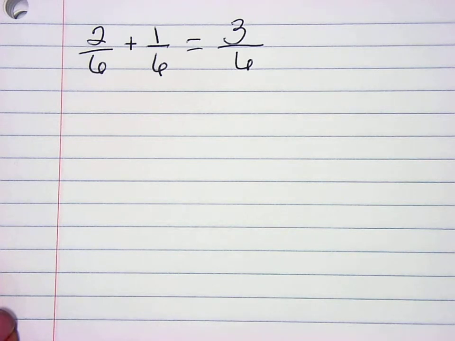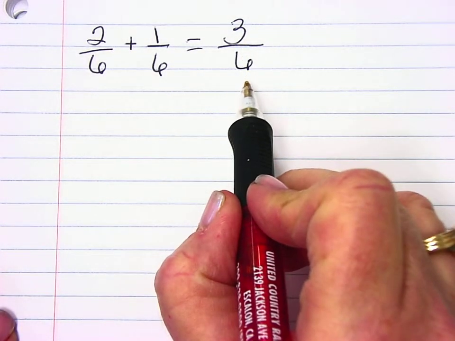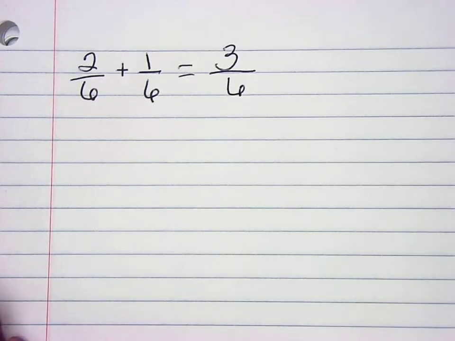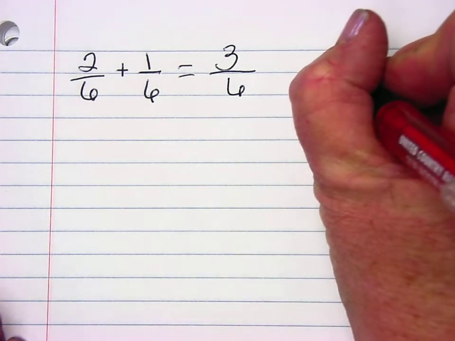Everybody got that? We learned this in 3rd grade. Yes, you did. Except, is this in simplest form? No. So remember how we do simplest form. With simplest form, we do the greatest common factor. So we do factors.